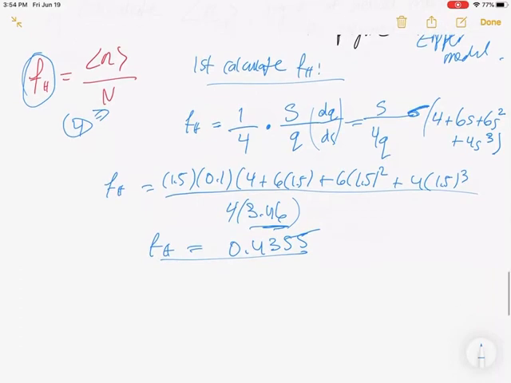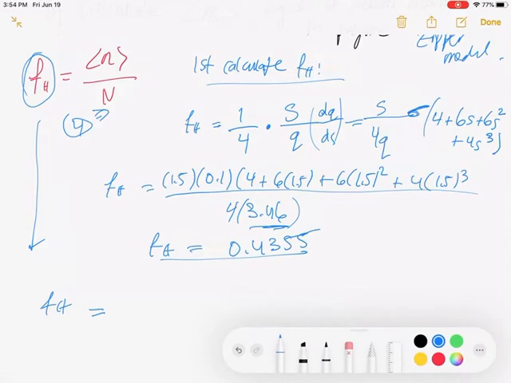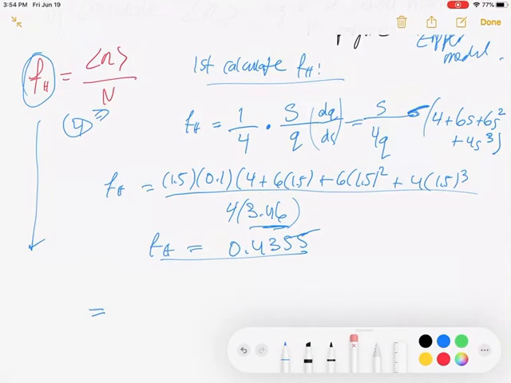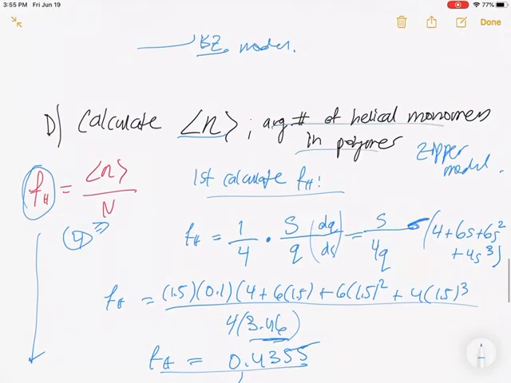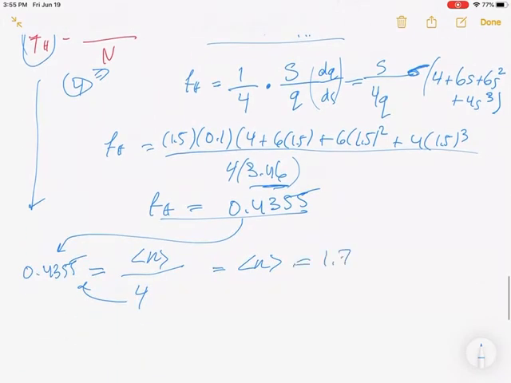Now, to find the average of n, let's bring that equation down. Actually, when you're looking for the average of n, let me fix that. So f of h, we already calculated that to be 0.4355. So I'm just going to plug in the numbers and solve for the average of n. And this is 4, and we're solving for average of n. So to figure that out, basically do a simple multiplication, then you get the number of helical monomers in the polymer to be 1.73. That's using the zipper model.